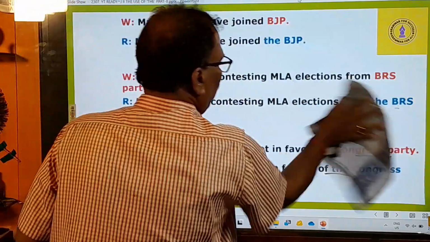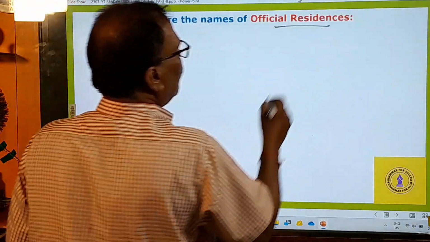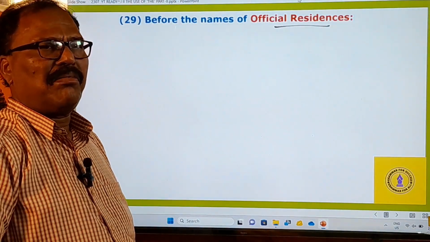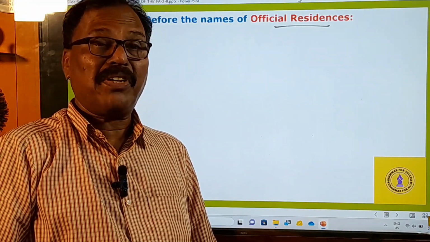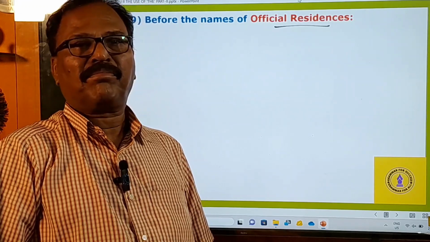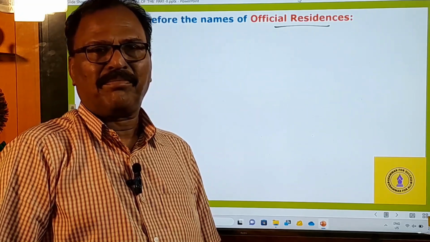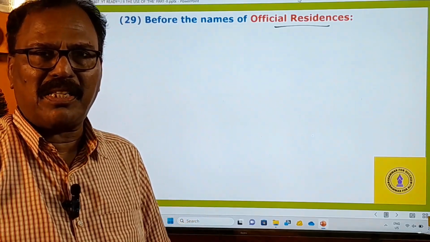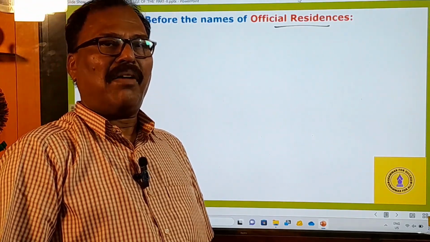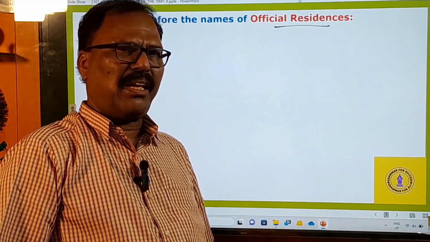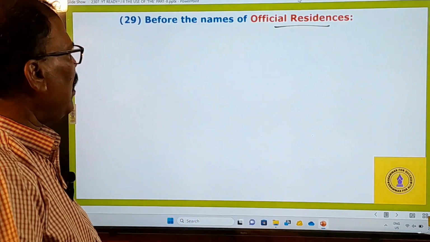And now let's go very quickly to the next rule. Before the names of official residences. Official residences means VIPs, VVIP persons' residences. For example, White House is there. That is the official residence of the President of the USA. And Blue House is there. That is the official residence of the South Korean President. And Kremlin Palace is there. It is the official residence of the Russian President. Palatial Palace is there. It is the official residence of Turkey President. Like that, it is there. So Rashtrapati Bhavan, the official residence of Indian President.